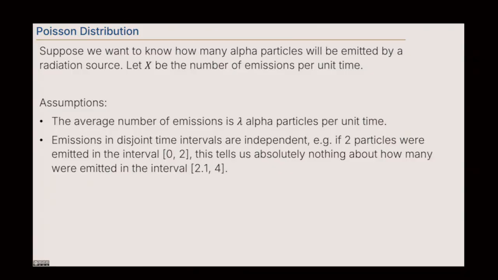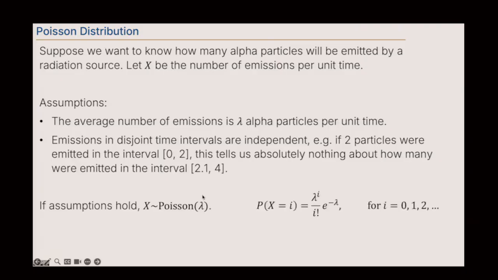In other words, if 2 particles were emitted in this interval 0 to 2, that tells us nothing about how many were emitted in this interval. That's what I mean when I say it's not like shedding radiation so fast that its rate is decaying over time. These intervals are totally disjoint. If these assumptions hold, and I'll come at it from a different angle that's less weird in the next lecture, we say that this random variable is Poisson with parameter lambda.